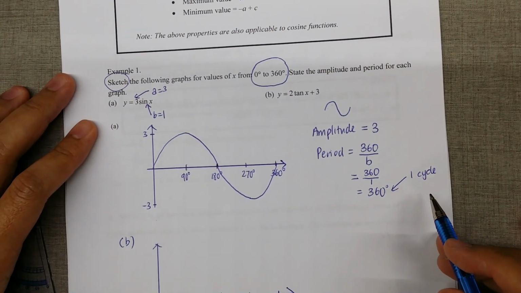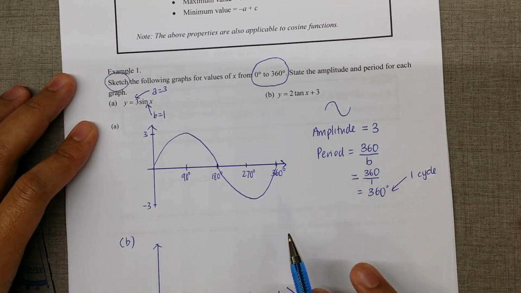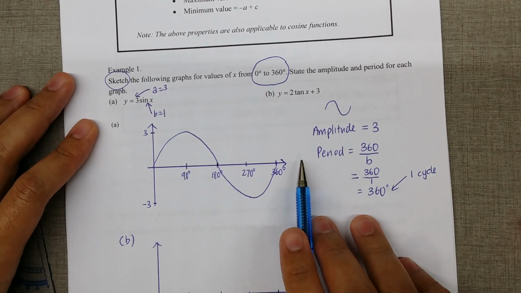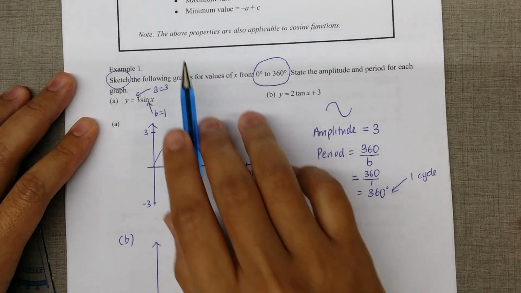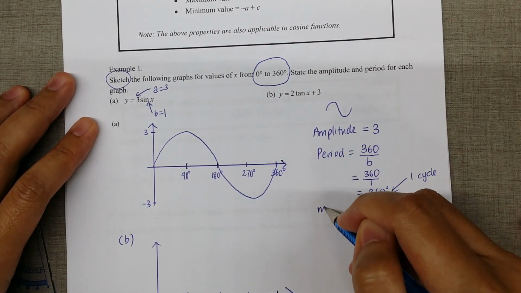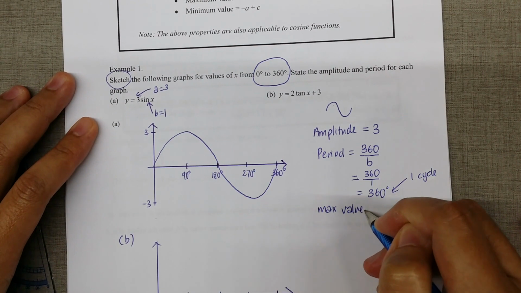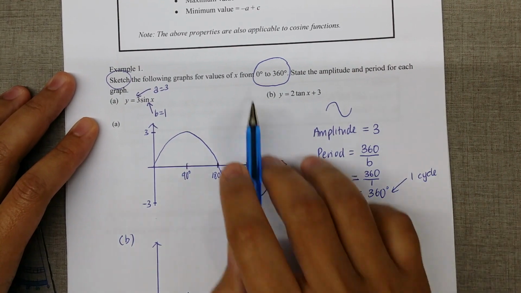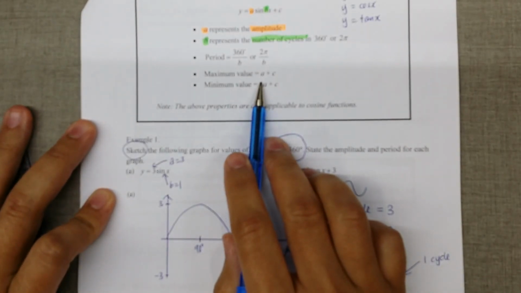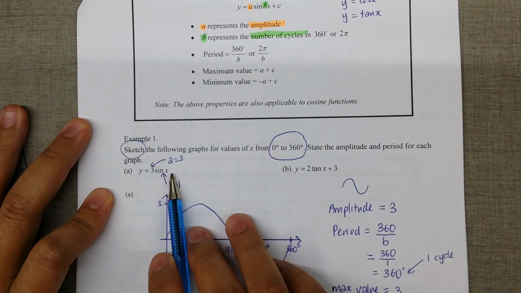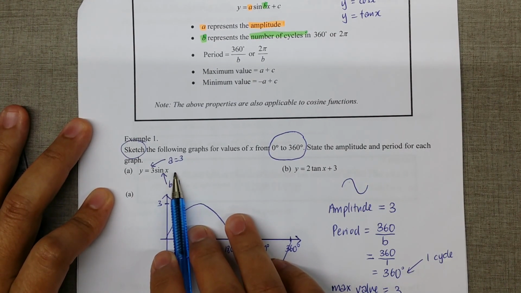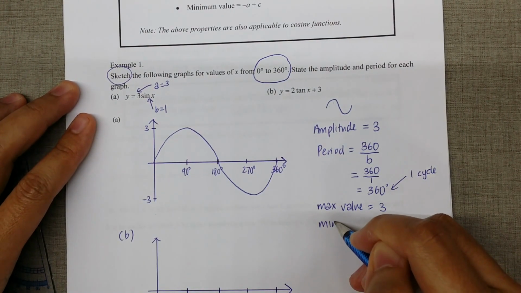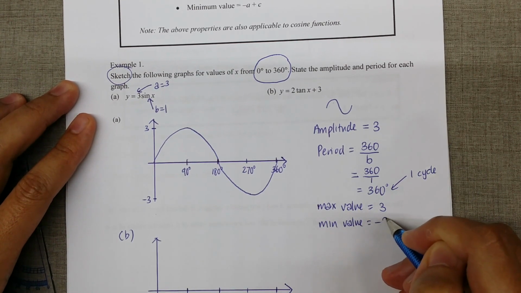You have the sine graph, although not very well done. Although the question didn't really ask, can we attempt to solve this? What is the maximum value? Maximum value from the graph is 3. The question says at the top, A plus C, right? A is 3, C is 0. So maximum value is 3 plus 0, which is 3. Minimum value is -3. Okay?